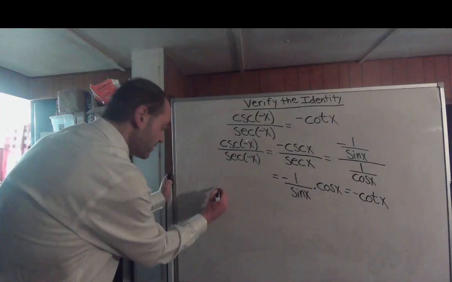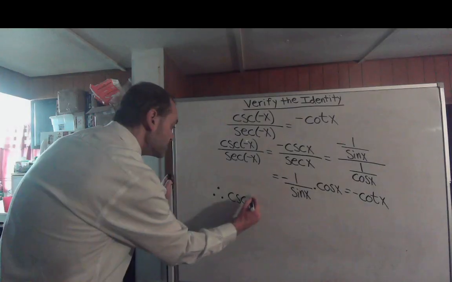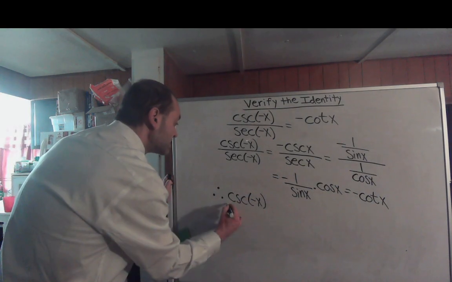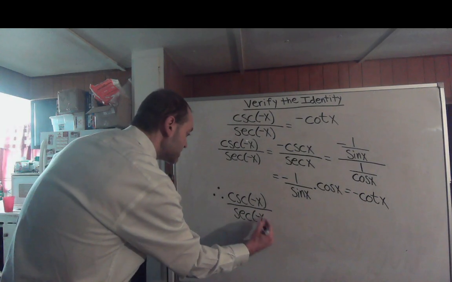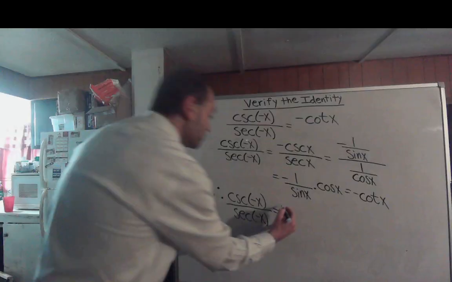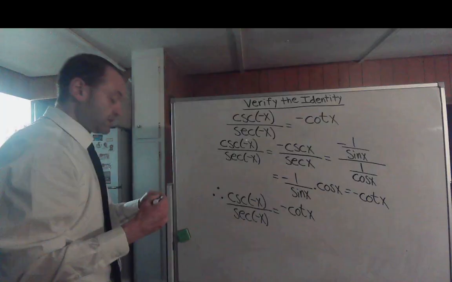So we've just verified the identity. So therefore, the cosecant of negative x over the secant of negative x equals negative of the cotangent of x.